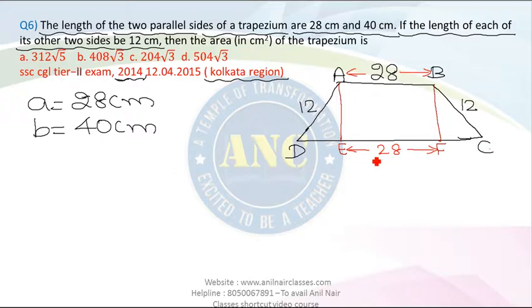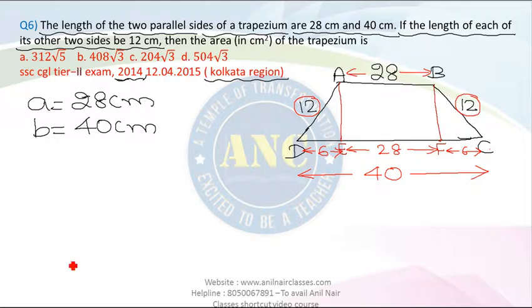Total value of DC is 40 because EF is 28 and the remaining value is 12. 40 minus 28, the remaining value 12 is equally divided as DE is 6, FC is also 6. I hope it is very, very clear for you people. DE and FC are 6 and 6 each. So that total DC value which is given in the question, 40, is satisfied right now.